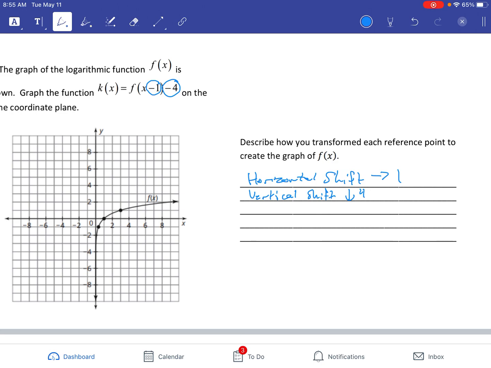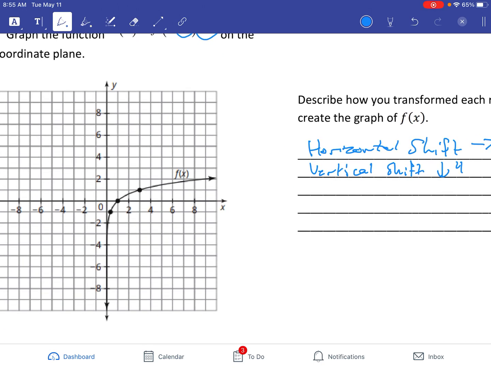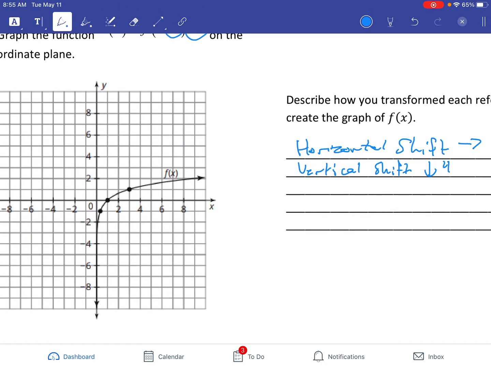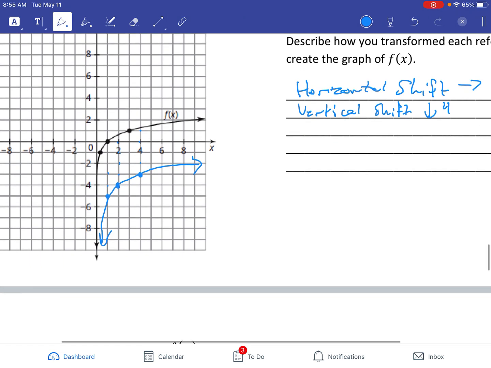So what we're going to do is take the points that were given in the graph here and make them go to the right by 1 and down by 4. So this first point goes 1 to the right, 1, 2, 3, 4. And again for the next points. So our whole graph got moved that way. So we just take each point and move it based off of our shifting.